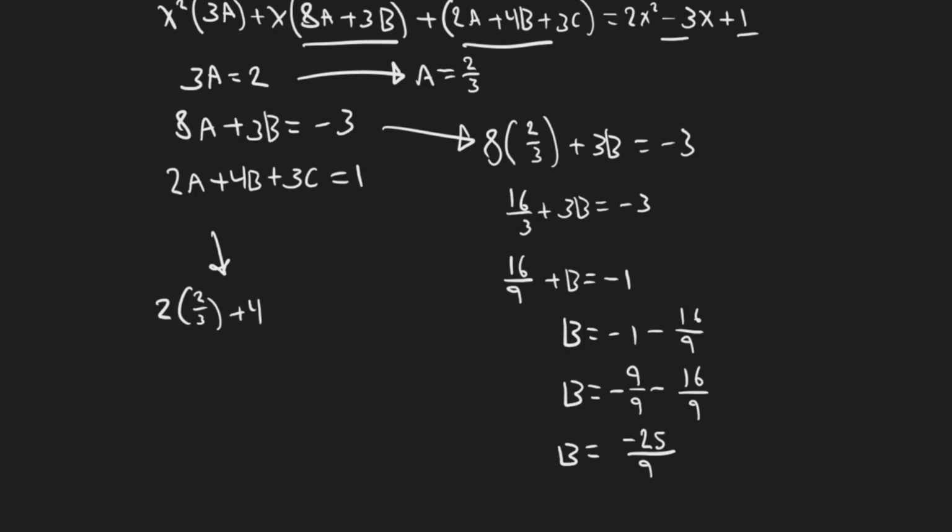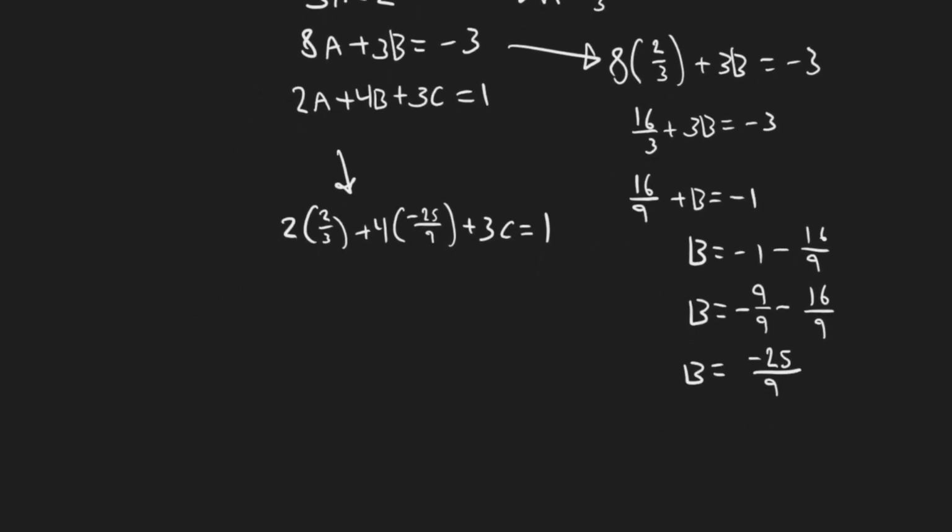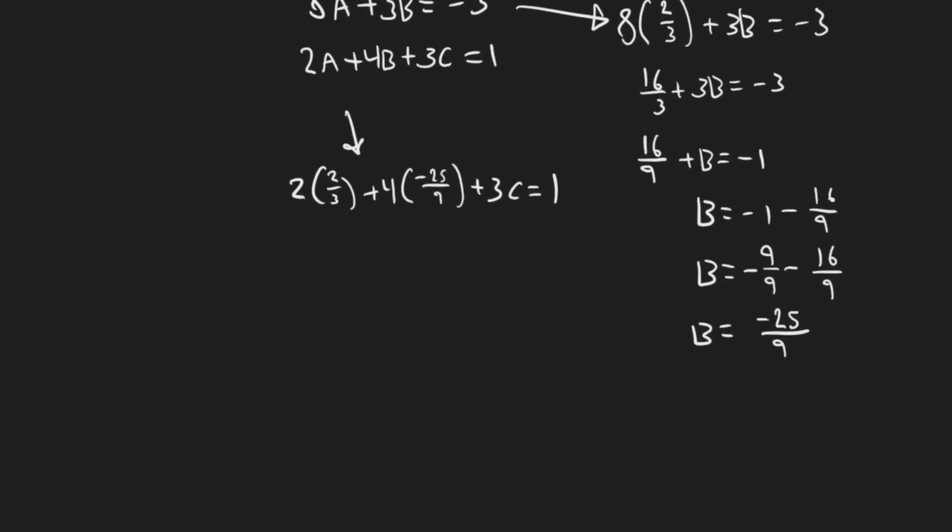Plus 4 times b, which we found to be negative 25 over 9, plus 3c, the last unknown coefficient, and that still equals 1. And so here we just have another algebraic equation to solve. All right, so this is the same thing as 4 over 3 minus 100 over 9 plus 3c equals 1.